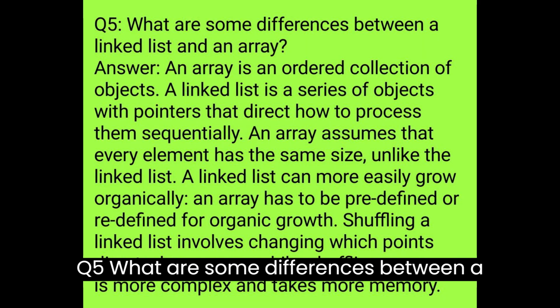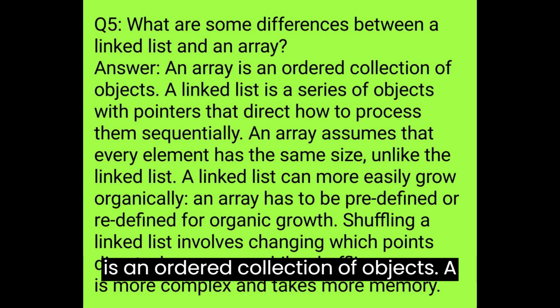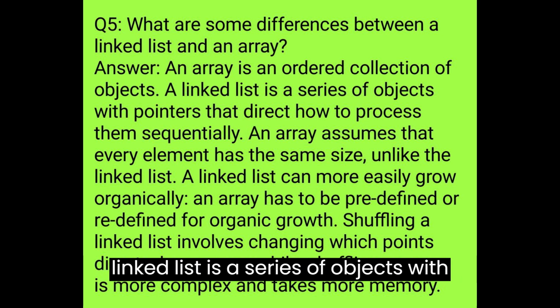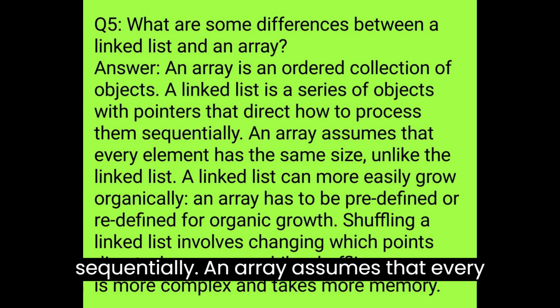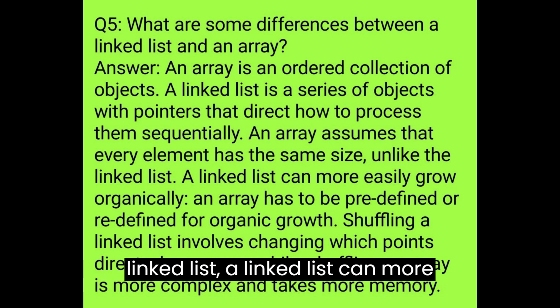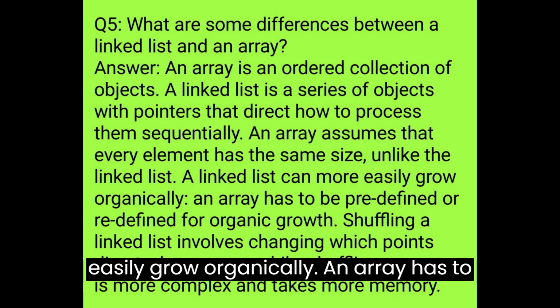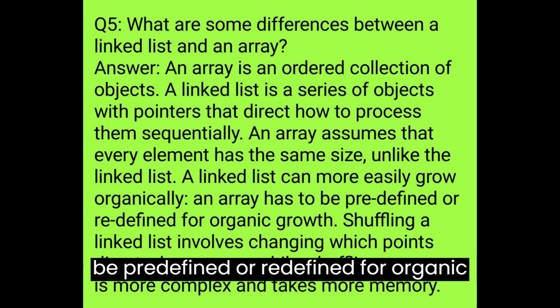Q5. What are some differences between a linked list and an array? Answer. An array is an ordered collection of objects. A linked list is a series of objects with pointers that direct how to process them sequentially. An array assumes that every element has the same size, unlike the linked list. A linked list can more easily grow organically. An array has to be predefined or redefined for organic growth.